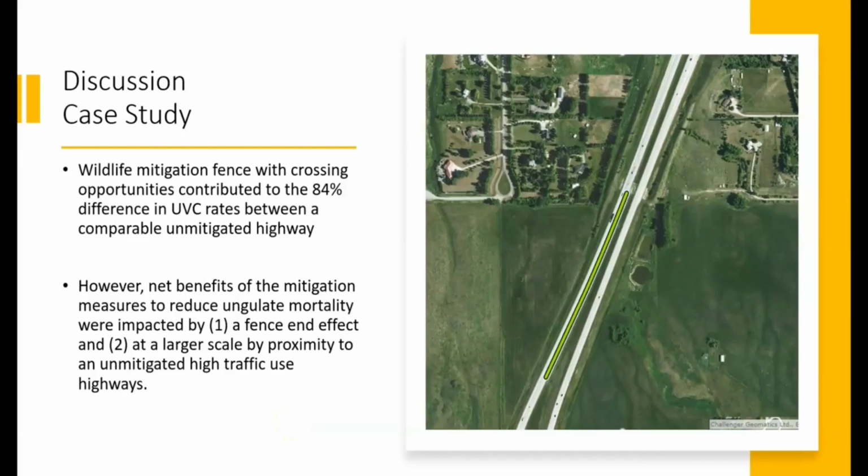As specific to the case study that I shared with you, I found that wildlife mitigation fencing with crossing opportunities contributed overall to an 84% difference in UVC rates compared to a comparable unmitigated highway. However, the net benefits of the mitigation measures to reduce ungulate mortality were impacted by a fence end effect, but also at a larger scale by proximity to an unmitigated high traffic use highway. So in other words, wildlife are successfully crossing the freeway using the underpasses, only to reach a strong barrier when they hit the next highway.